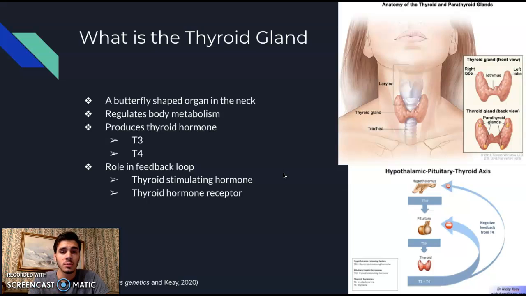If the levels in the bloodstream are too high, then once it is picked up in the feedback loop, the pituitary gland will no longer create the thyroid stimulating hormone. So then, in return, the thyroid will no longer produce the thyroid hormones, lowering the levels in the bloodstream, maintaining homeostasis.